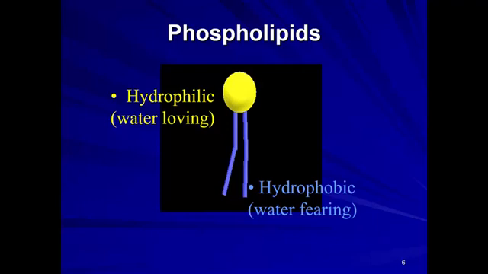For example, this is a representation of a phospholipid. The yellow structure is the hydrophilic or water-loving phosphorus part, and the blue tails are fatty acids. They are the nonpolar part, or the water-fearing hydrophobic part.